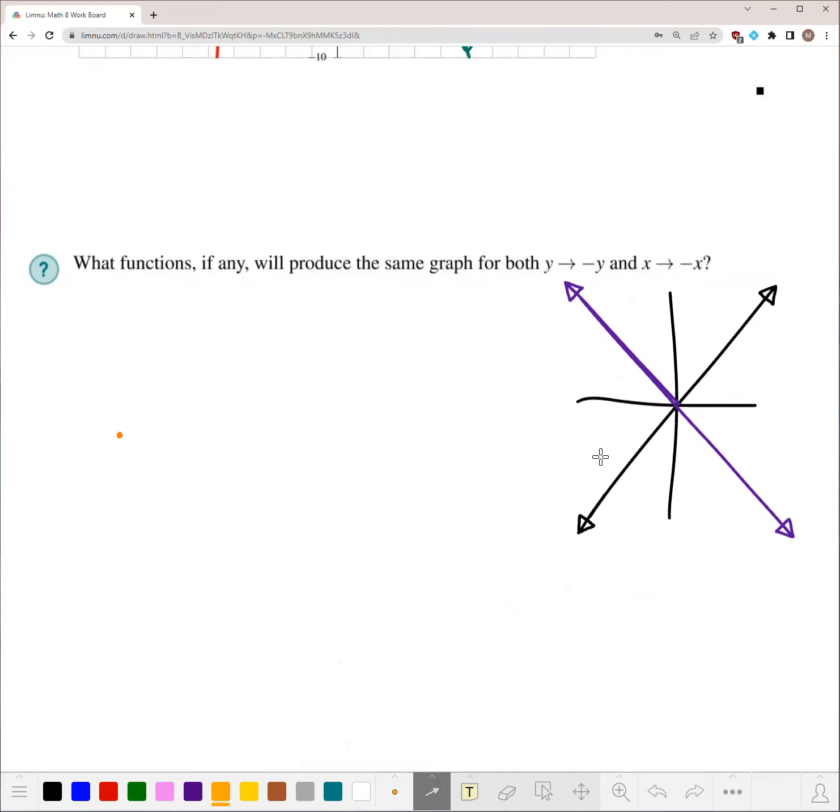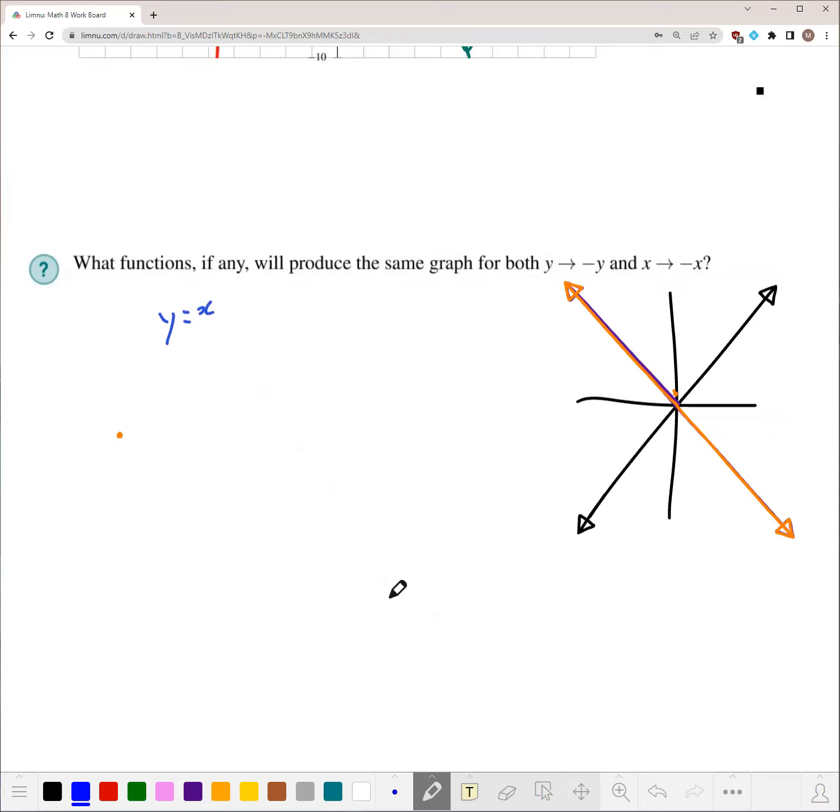Now let's say I want to do a horizontal reflection. Well, this tip goes over here, right? And then this tip goes over there, reflecting. And you'll notice I drew the exact same graph. So y equals x is an example of this that works. Y equals x works.